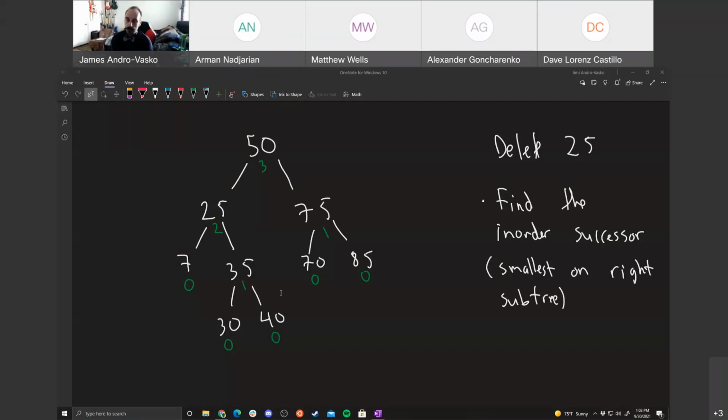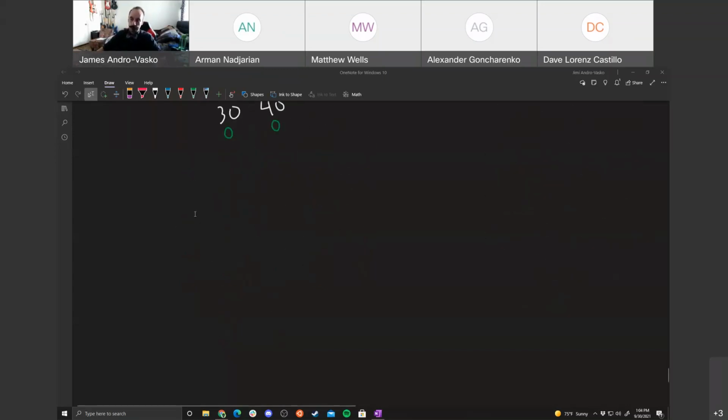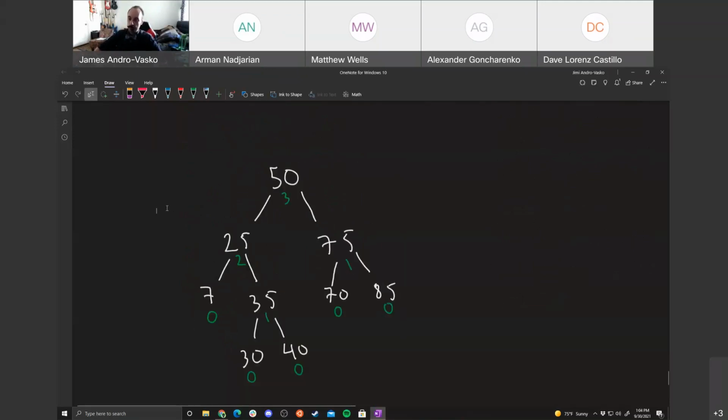In this case, we have two options. We can either replace this 25 with the in-order successor or the in-order predecessor. In this example, I'll replace it with the in-order successor, which is really the smallest on the right subtree. So 30 is the successor of 25. I already copied this earlier, so we'll have that tree there. We're going to take 30 and remove it from the tree, and then we're going to replace 25 with it.